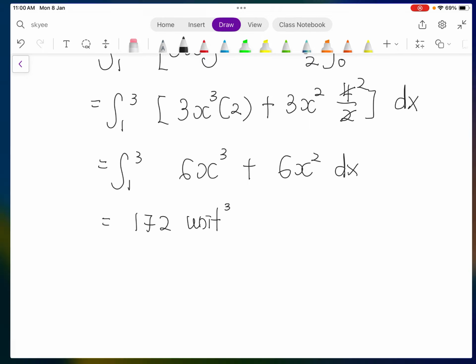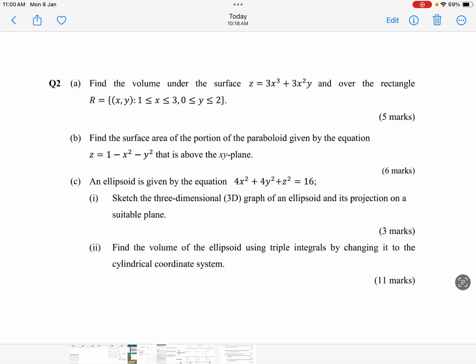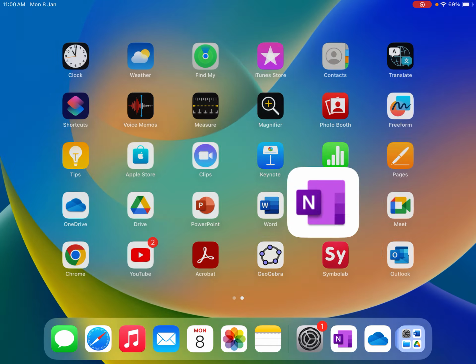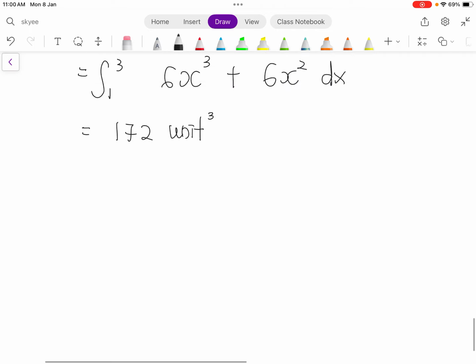Okay, so this is for the first question. We go to the second question. Find the surface area of the portion of the paraboloid given by the equation that is above the xy plane. The keyword is the surface area. So this is the answer, I highlight it.